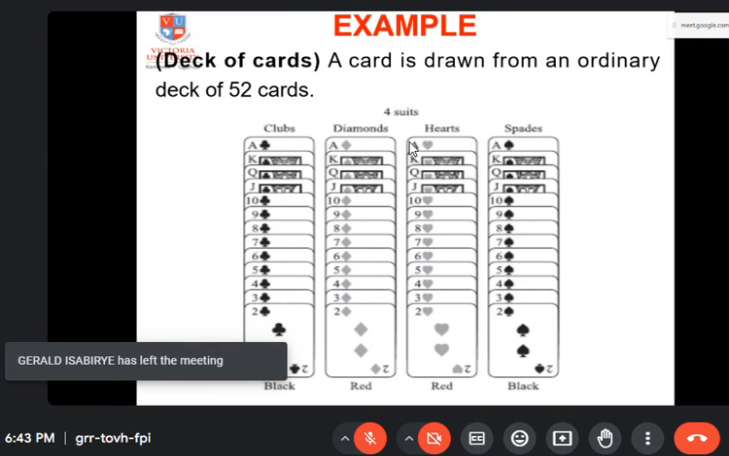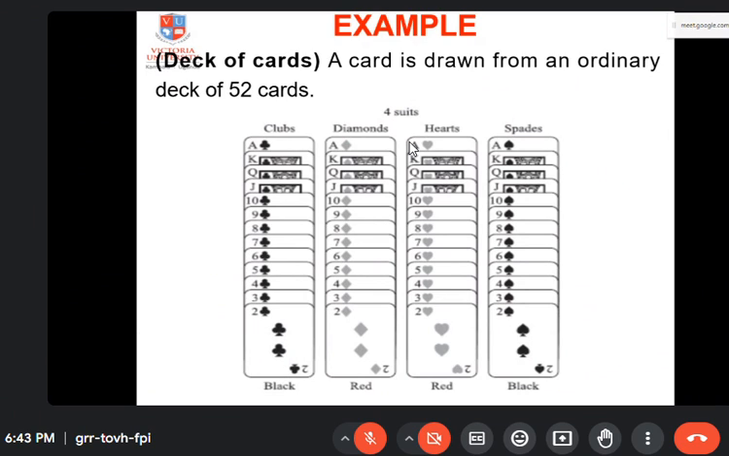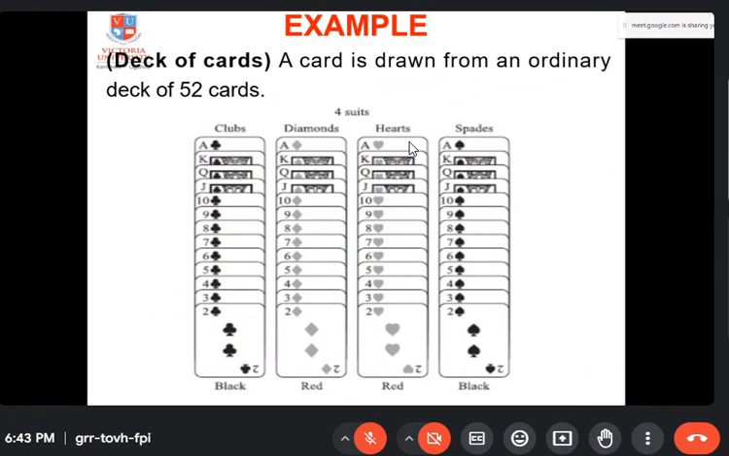Now, we have cards which have numbers. So some cards have numbers 2, 3, 4, 5, 6, 7, 8, 9 and 10. So those ones, we call them numbered cards.